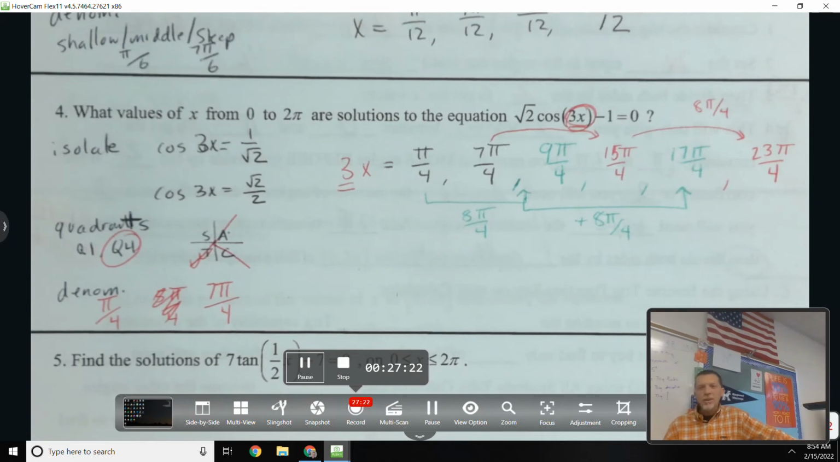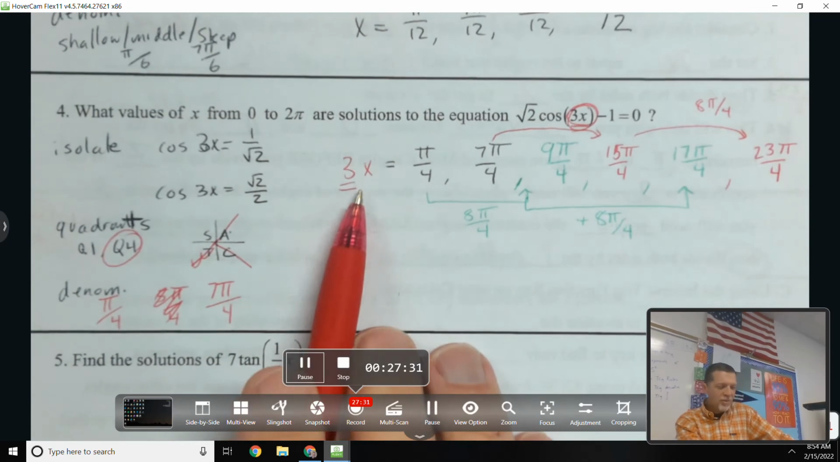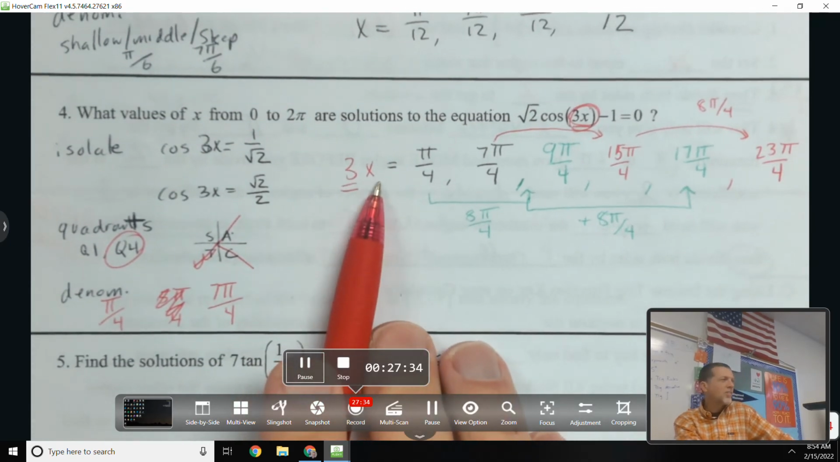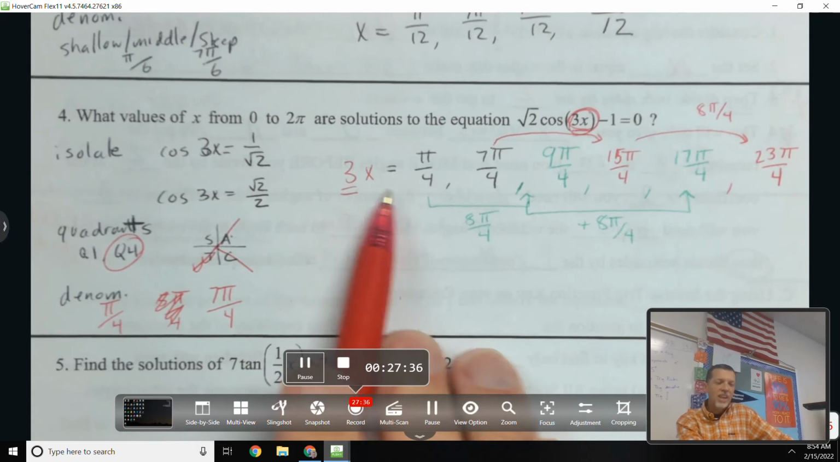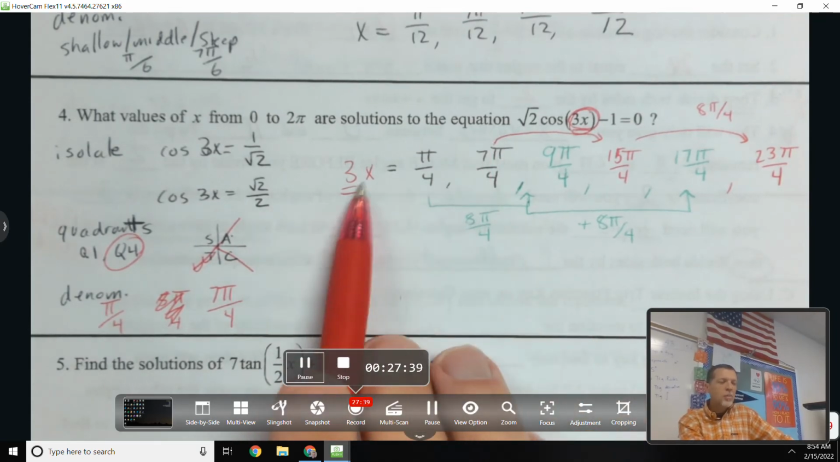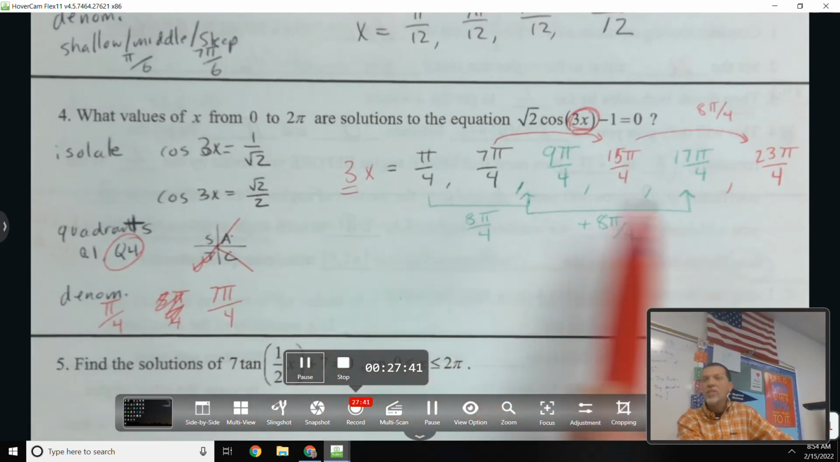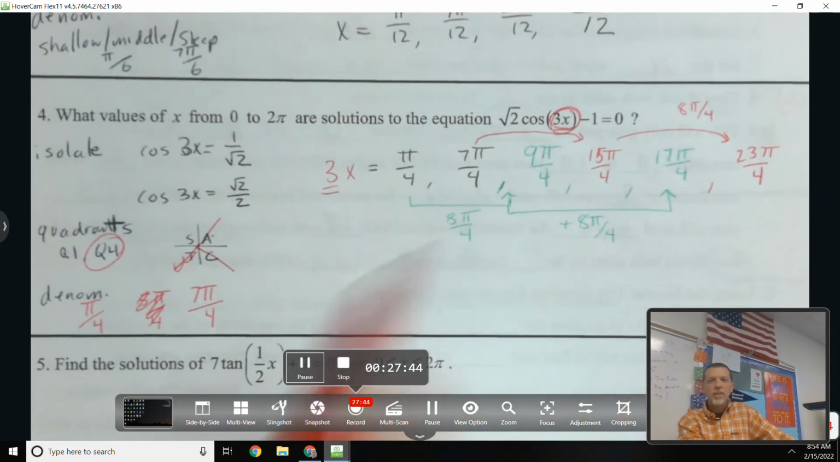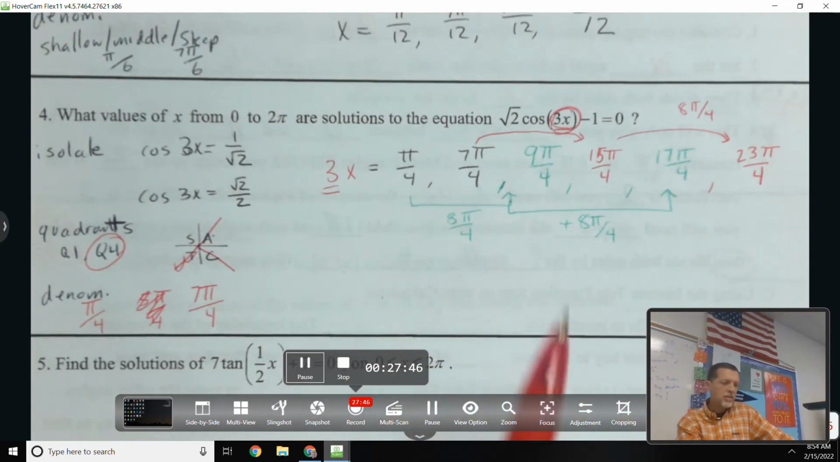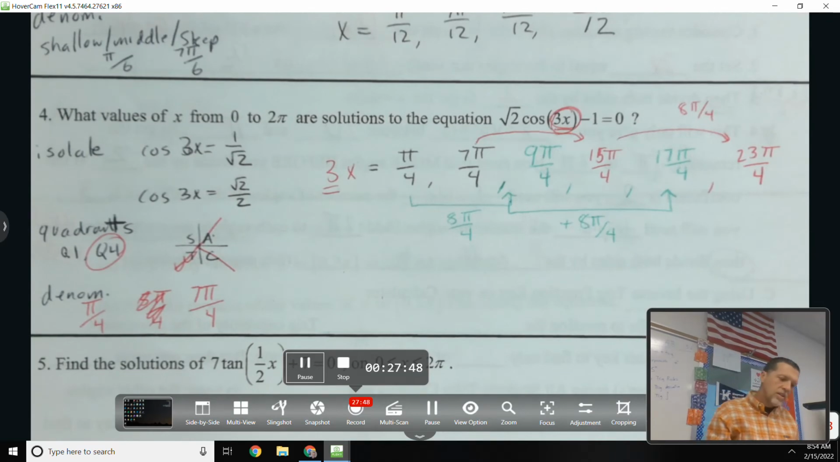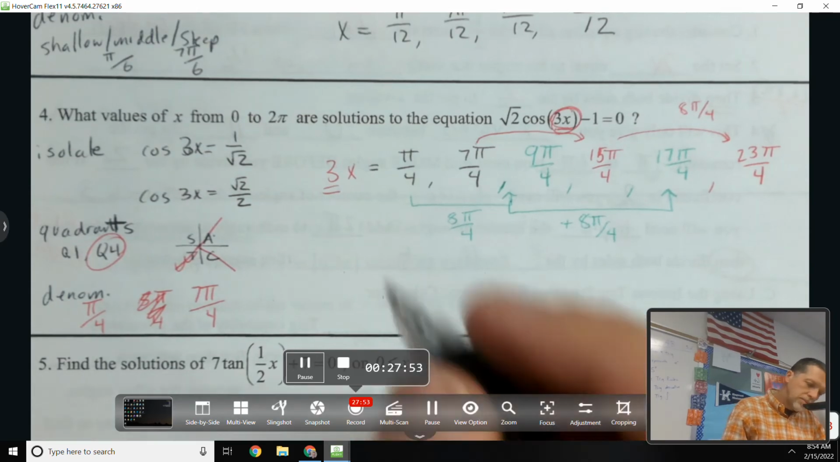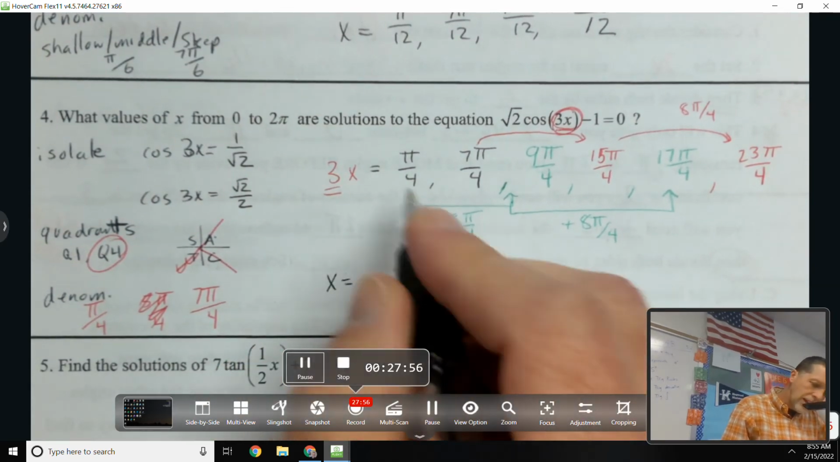How do I know where to stop? Like, why don't I just keep adding 2 pi forever? Because that's how much you have to do. 3x meant you get 3 times the number of answers as you originally had. So I thought there were 2 answers, but the 3x means I need 3 sets of answers. And then now what do I do? Let's multiply by 1/3. And that'll just make all the denominators 12.